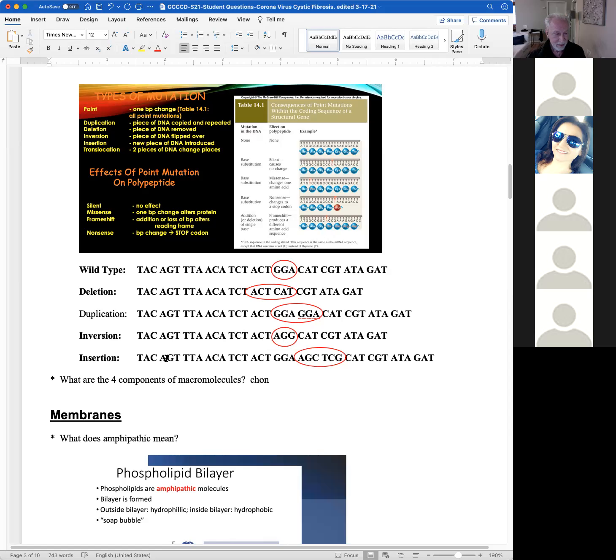And finally, an insertion is just that. Again, we compare wild type with mutant, and we get down to our GGA codon. And then instead of the next codon being CAT, it's AGC, TCG. But then it comes back to the wild type sequence. And so these 6 letters are an insertion.